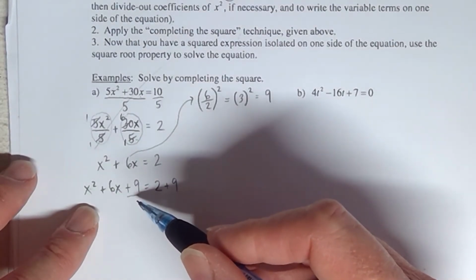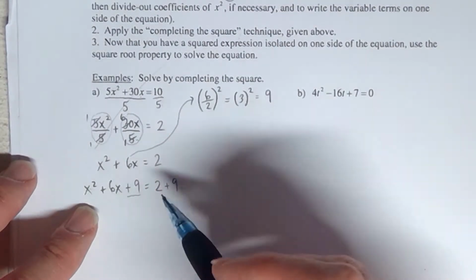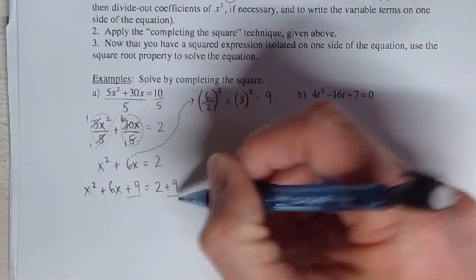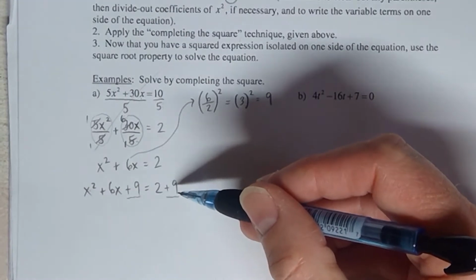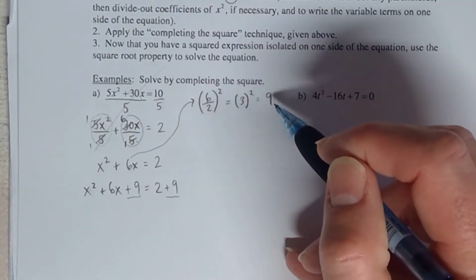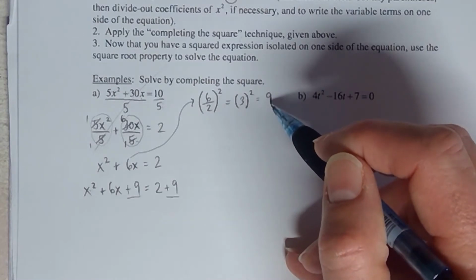A very particular reason that I'll show you in the next step. But like I said, you can't do something to one side without doing it to the other side. And that's why I had to put the plus 9 over here, so don't forget that. Whatever this thing is equal to here, you've got to add it to both sides.